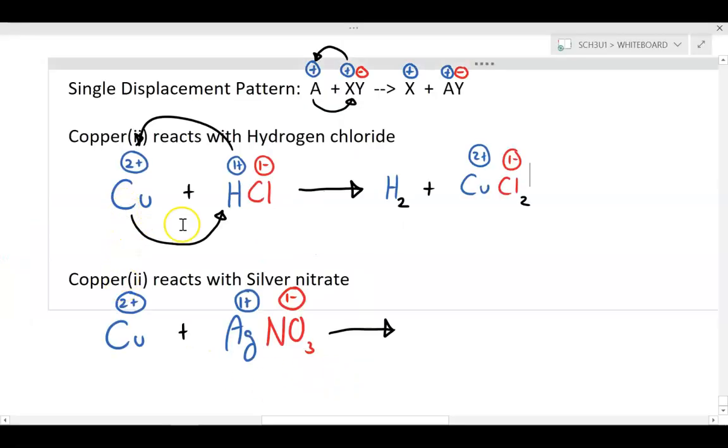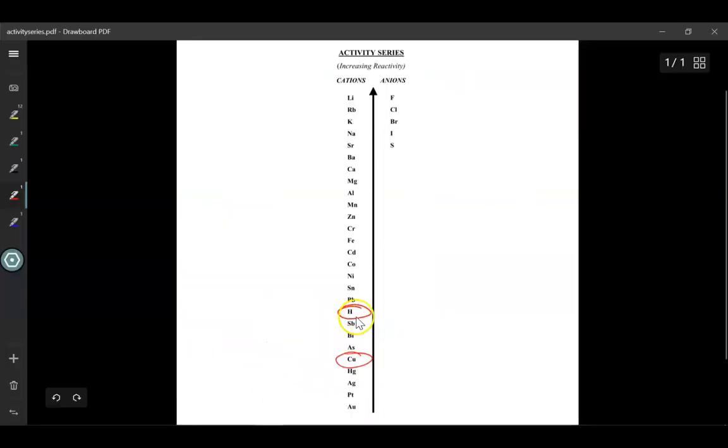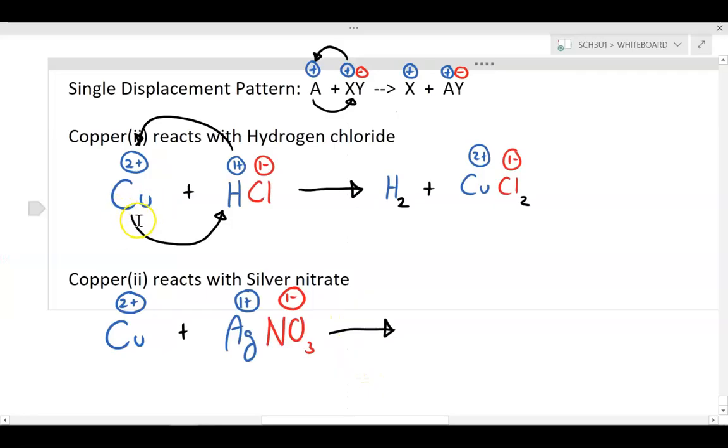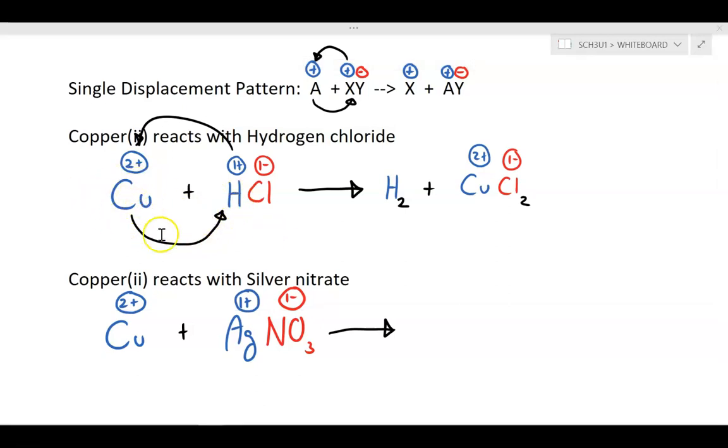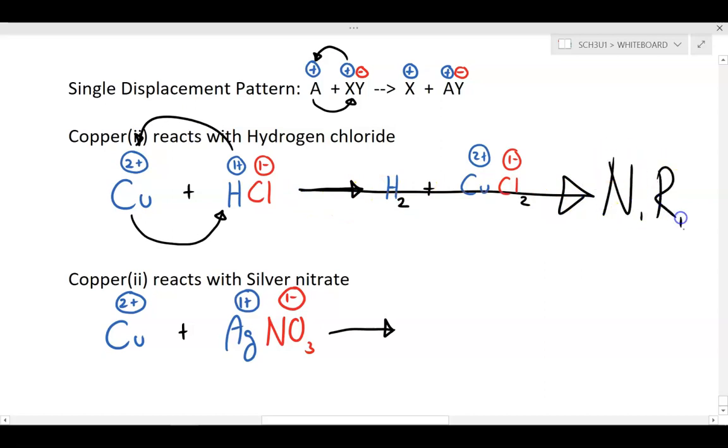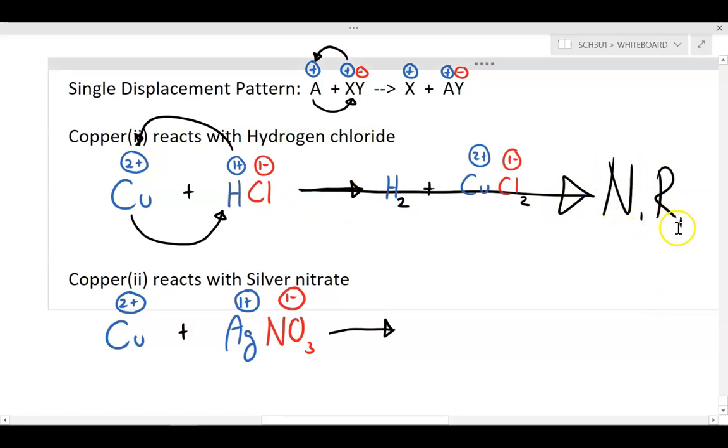So if I compare copper and hydrogen, I can see that hydrogen is more reactive than copper. So on this list, hydrogen can push out copper, but copper cannot push out the hydrogen. But here we have copper trying to push out the hydrogen when that's not allowed. So if copper is unable to push out or displace the hydrogen, there's going to be no reaction. Nothing's going to happen. In that case, we will write down NR, standing for no reaction.